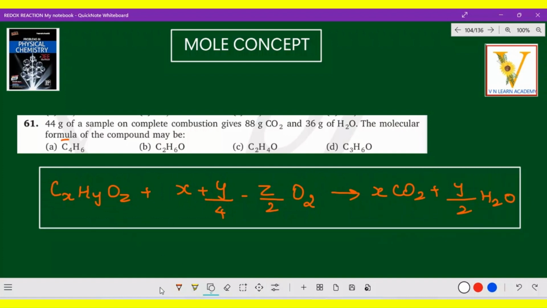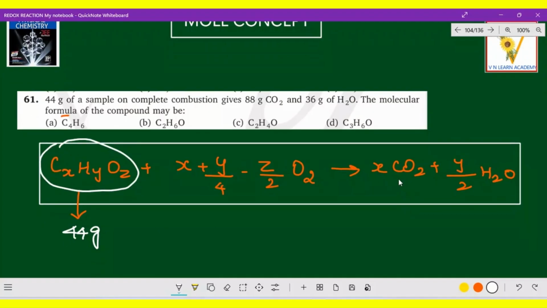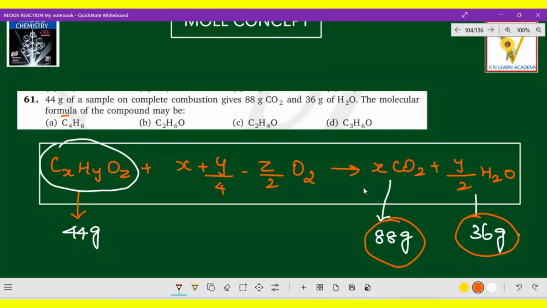Now, what is that 44 gram they mentioned? This compound is having 44 gram of sample. This is the sample. Now in that we are getting carbon dioxide, 88 gram of carbon dioxide, and 36 gram of water. They have given the masses, and molecular mass we know very well, so we will get the number of moles. Next, according to the moles we can identify the molecular formula.